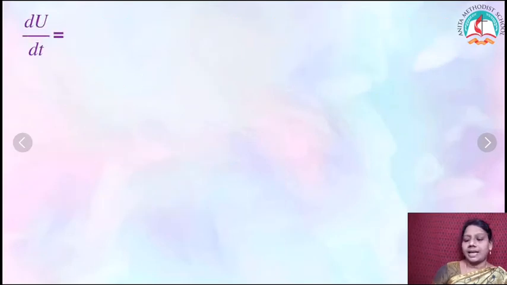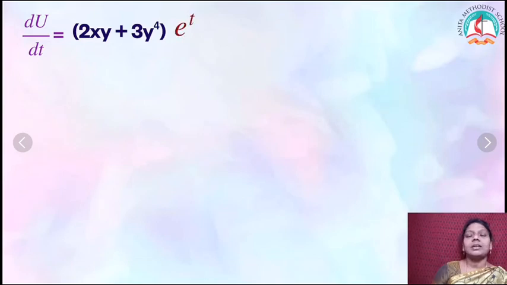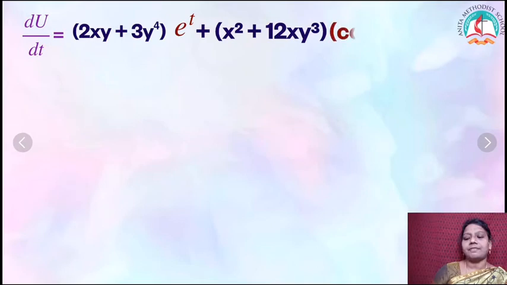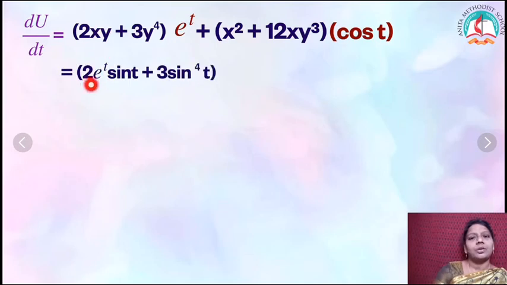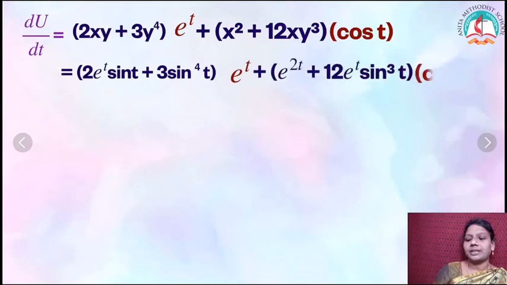Now, in the same way, du by dt is equal to this. Now, what we have to do is, x and y are functions of t. So that means we have to convert our values of x and y in the form of t. So I am going to substitute. What is x? It is given to us, e to the power t. y is also given to us, that is equal to sine t. We are substituting those values. So if I am substituting that value, I am getting the result like this.